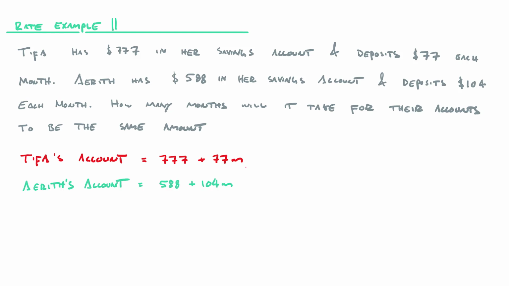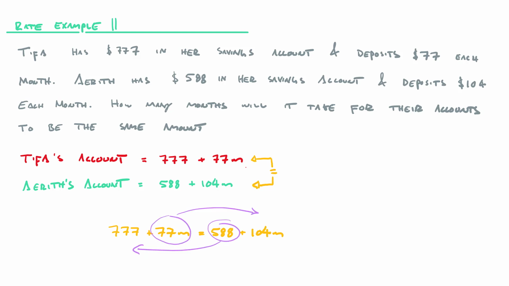Aerith's account has $588 in it, but then every month she deposits $104. So her rate times time term there is 104M. And we want to figure out when these two things are the same. So we need to figure out when these two things are equal. So let's literally set these two equations equal to one another, right? So we need to solve 777 plus 77M is equal to 588 plus 104M.